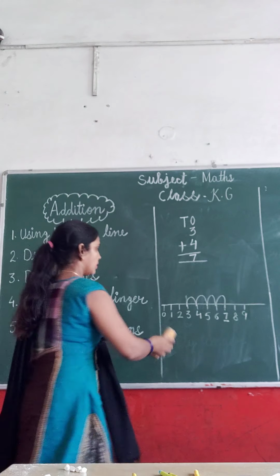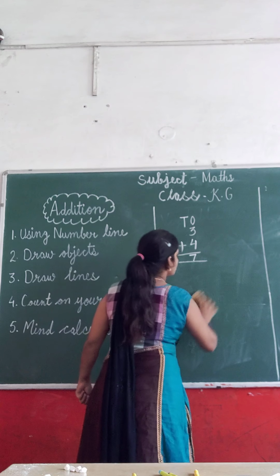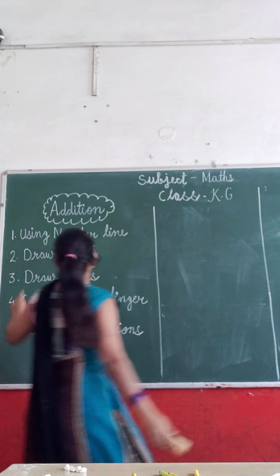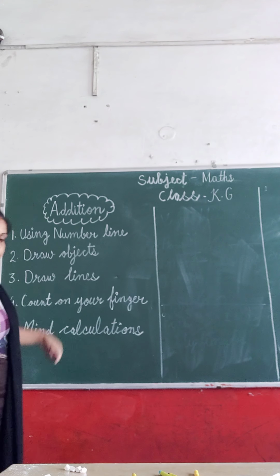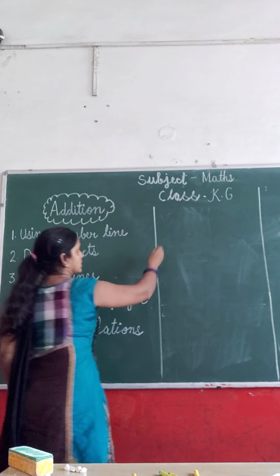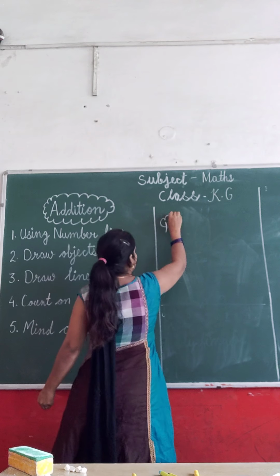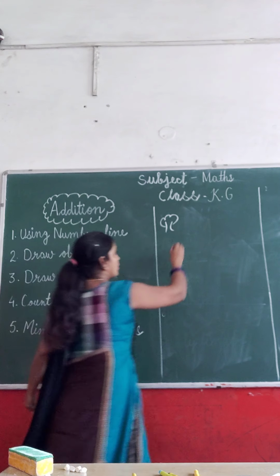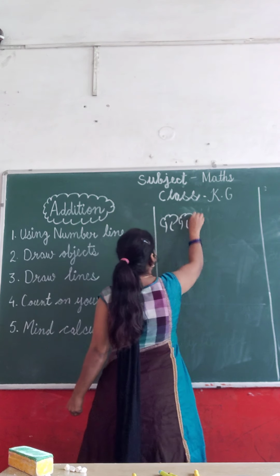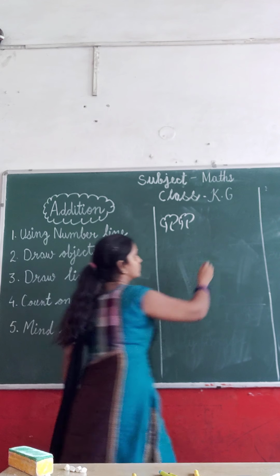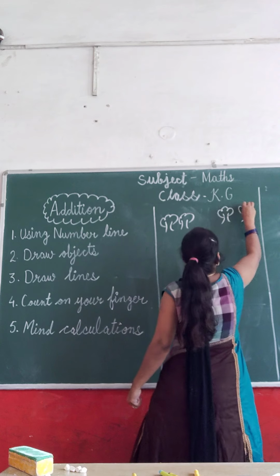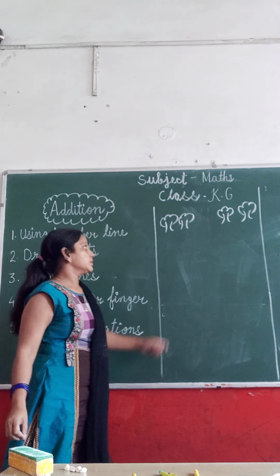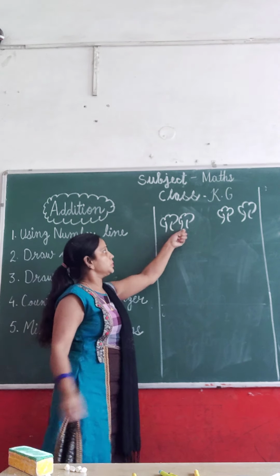Okay, now we will do second method. Second method is draw objects. What is this? 3. How many trees are here? 2. And other side? 2 trees. Right? 1, 2.